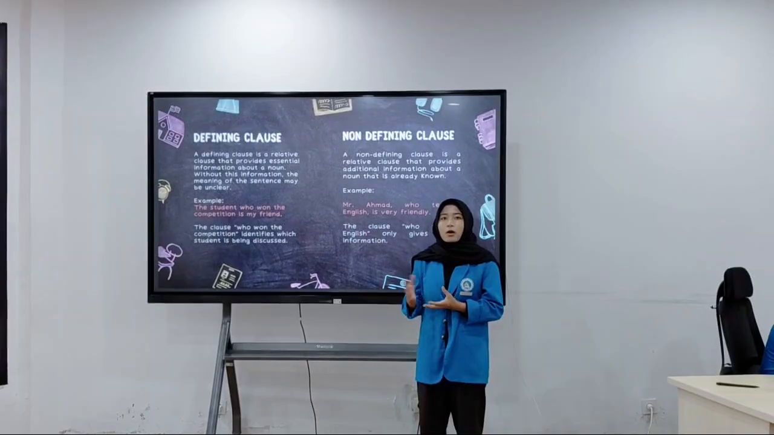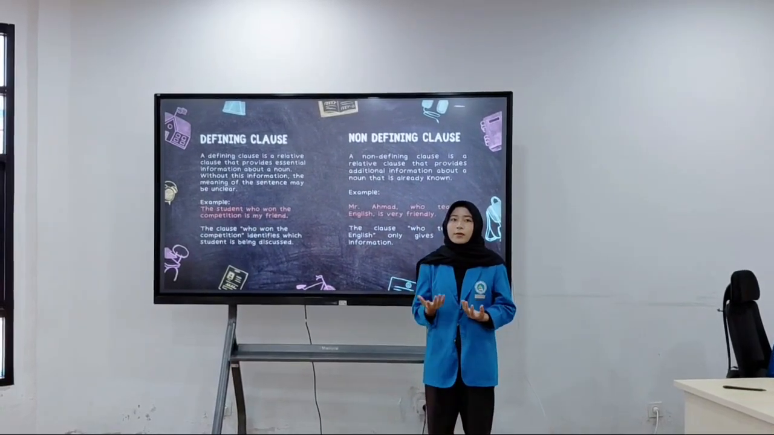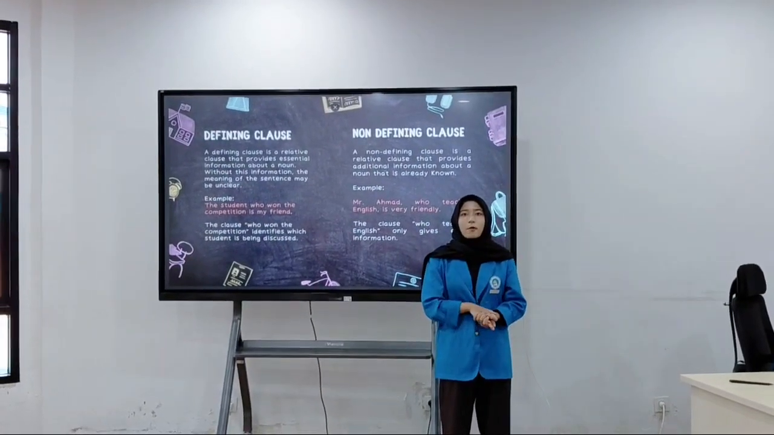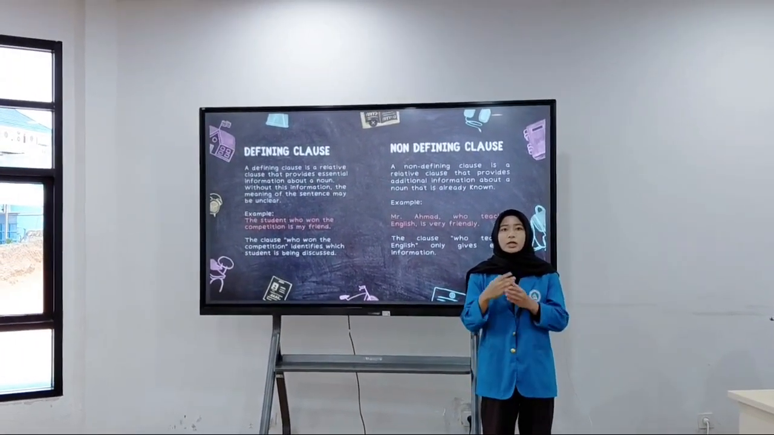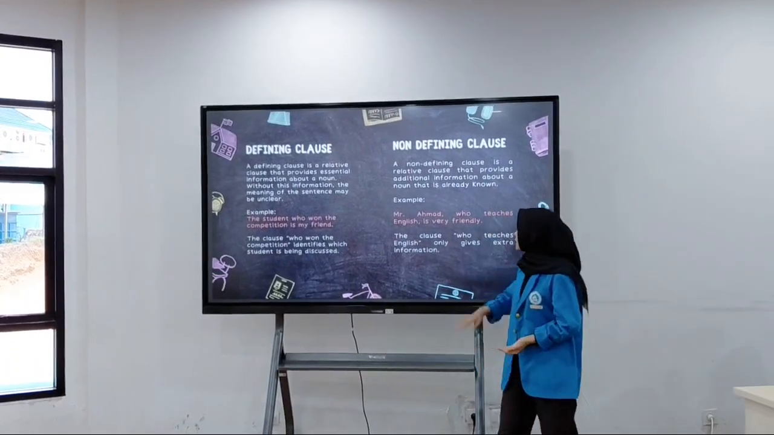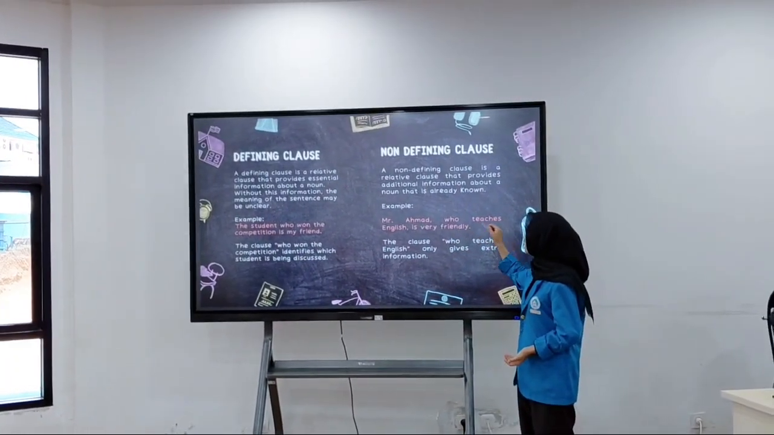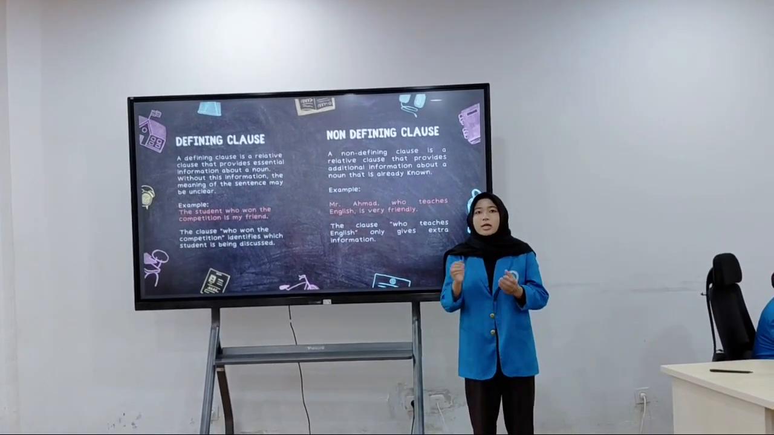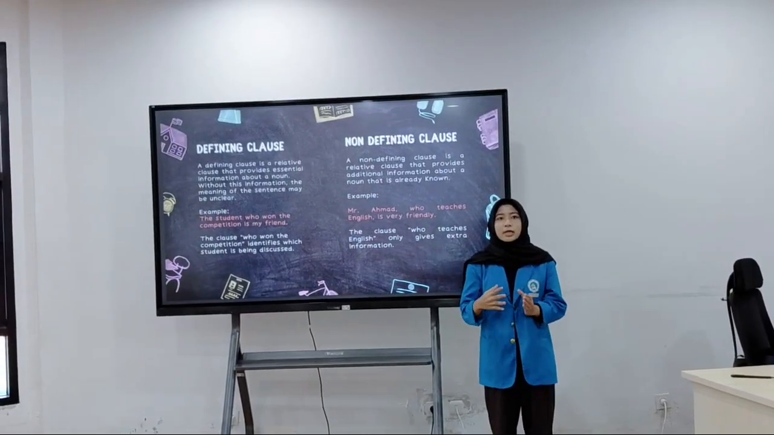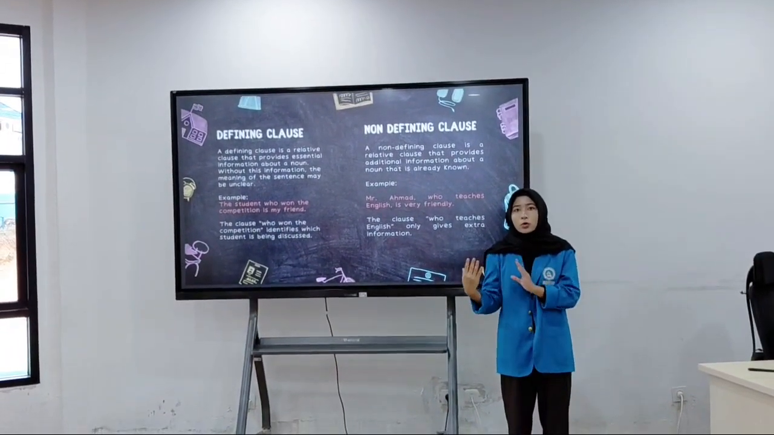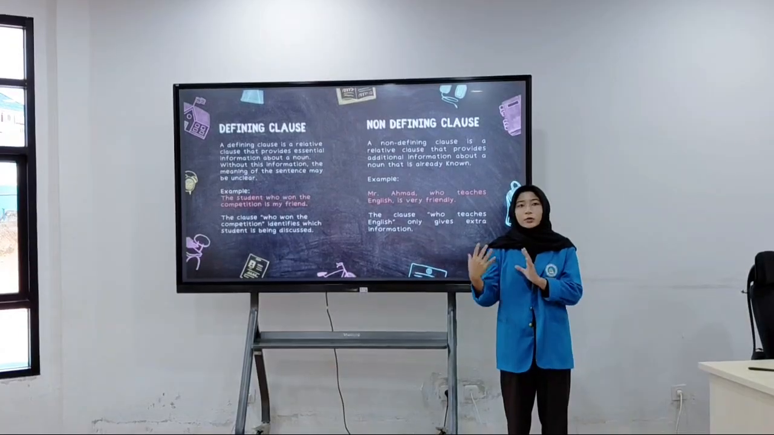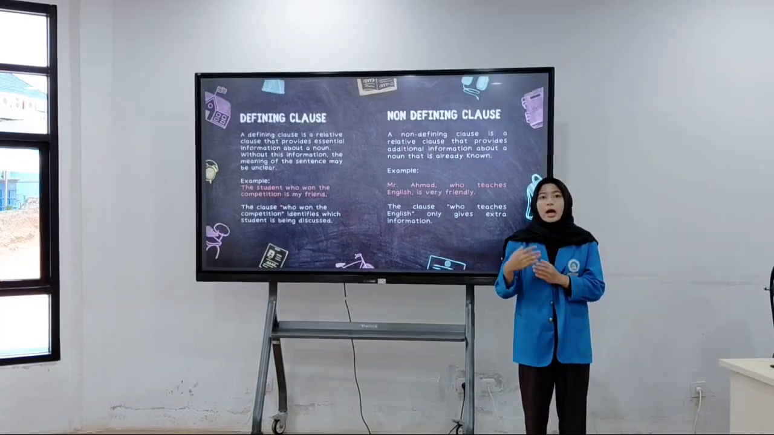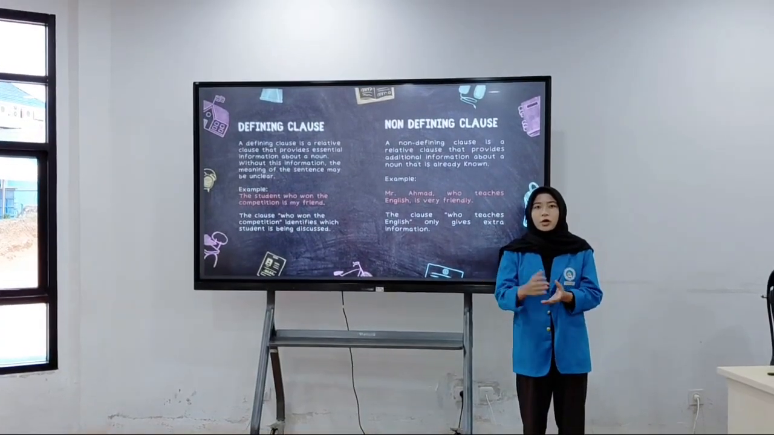Next, now let's move on to the topic, which is non-defining clauses. Non-defining clauses are relative clauses that provide additional information about a noun that is already known. For example, Mr. Ahmad, who teaches English, is very friendly. Even if we remove the clause, the sentence still has a complete meaning because we already know who Mr. Ahmad is. That is why non-defining clauses are considered additional information and are usually separated by commas.